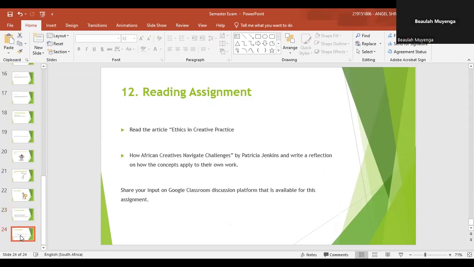Lastly, we have our assignment. It's a reading assignment. Yes, you thought you'd just get away? No, no, no. It's an article on ethics in creative practice by Patricia Jenkins. Do a reflection and write on how the concepts apply in your own work. Then share it on Google Classroom on the discussion platform that is available for the assignment.